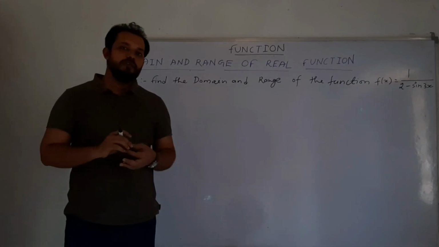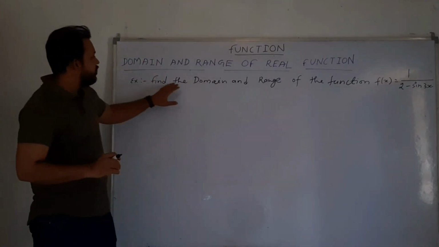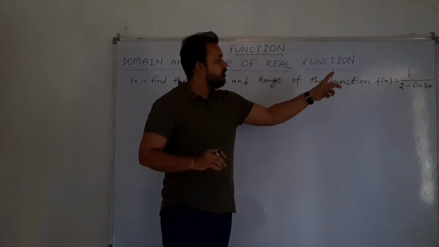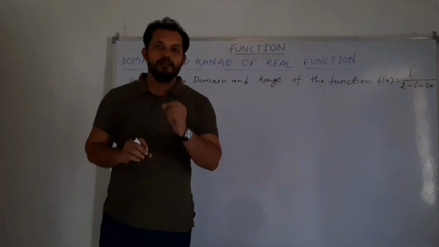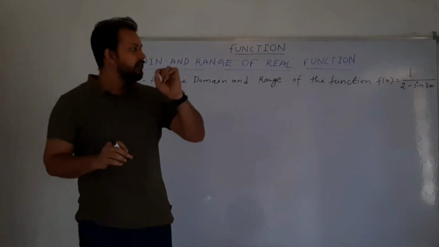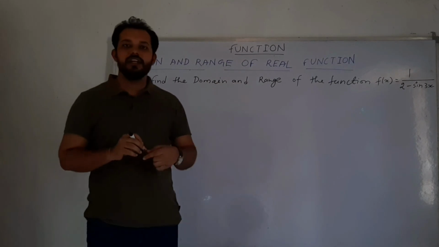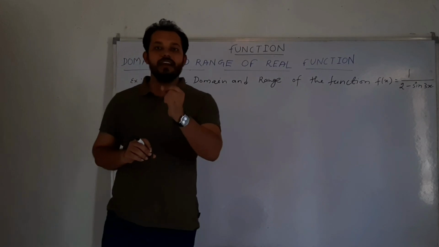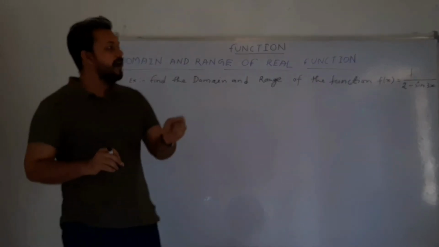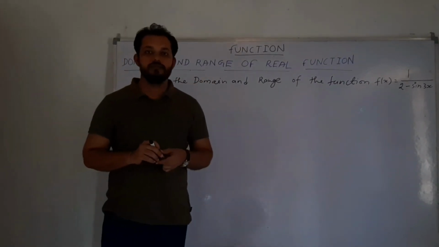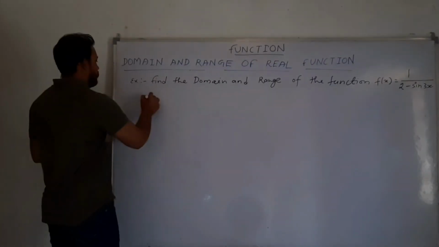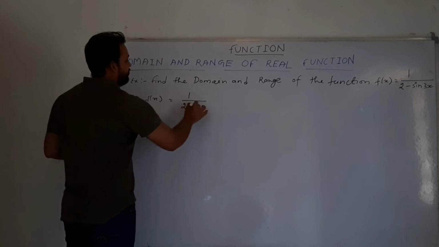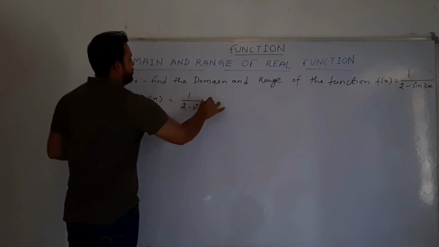One more type of question we can see here, that is find the domain and range of the function f(x) is equal to 1 upon 2 minus sine 3x. In this question we can see that we have a trigonometric function here, that is the sine function. So how to find the domain and range of a function when we have a trigonometric function? So here we have a function f(x) is equal to 1 upon 2 minus sine 3x.